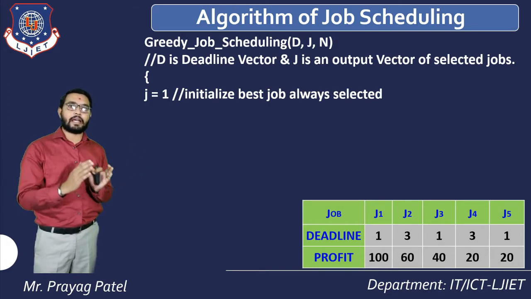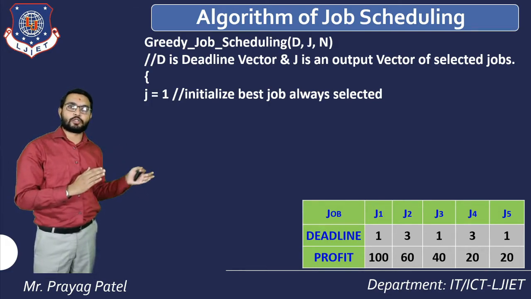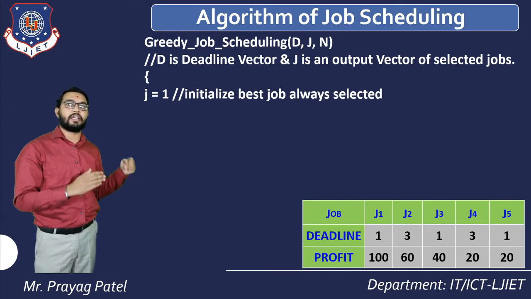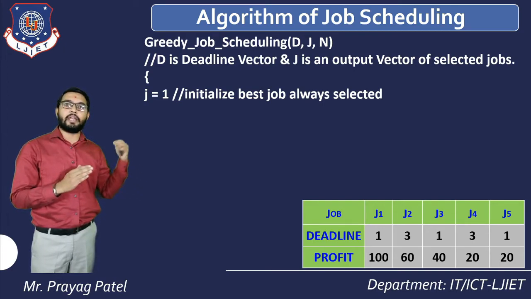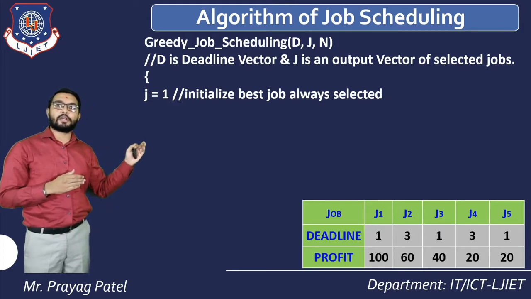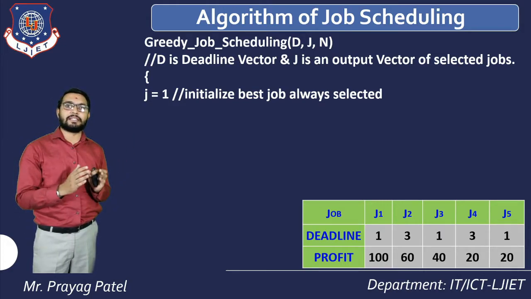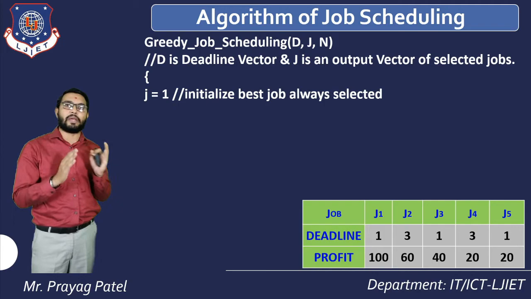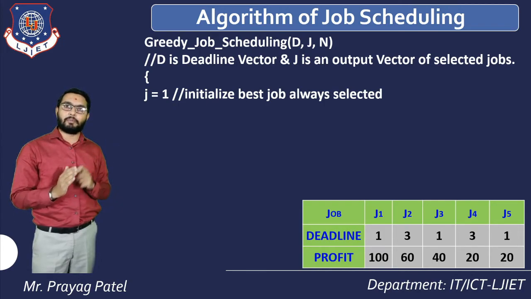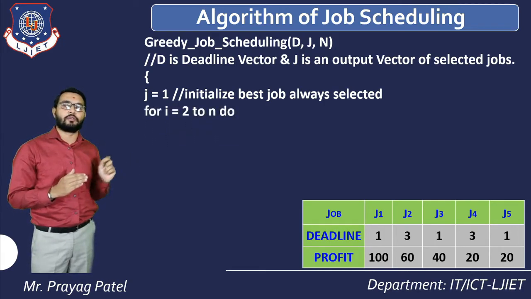If the given data are not sorted, then first we sort this data according to decreasing order of profit. Then we perform this algorithm. Now first one is J equal to 1, means initially we select the first job, the best job. Always we select the best job, considered as job number 1.